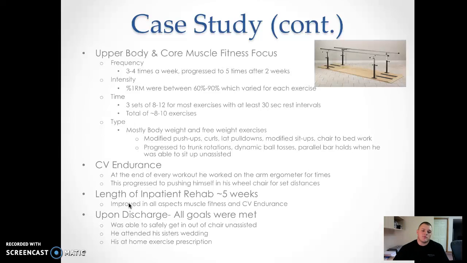So his prescription was pretty much 3 to 4 times a week. It was closer to 3 in the beginning, the first few weeks, and then progressed to 5 after 2 weeks. He was doing 60 to 90% of his 1 RMs, that is the comfortable weight that he could handle for each exercise. And it was over the course of an hour, so he progressed to around 10 exercises, I want to say, but they're mostly body weight and free weight exercises like modified push-ups, trunk twists, modified sit-ups where he used his elbows.